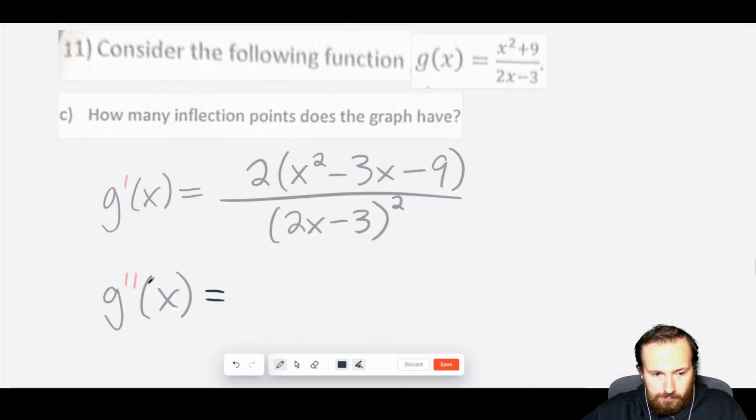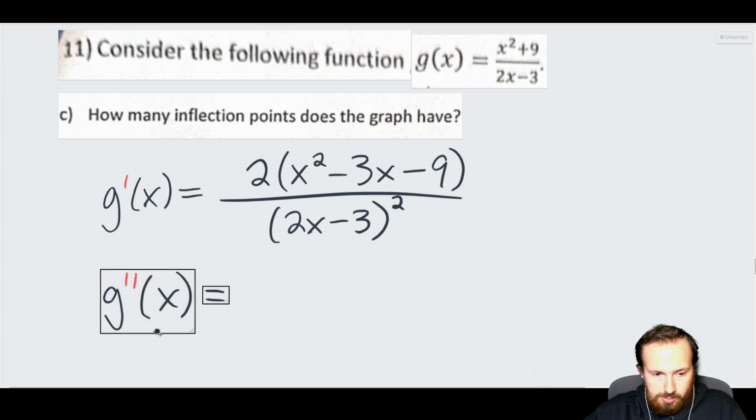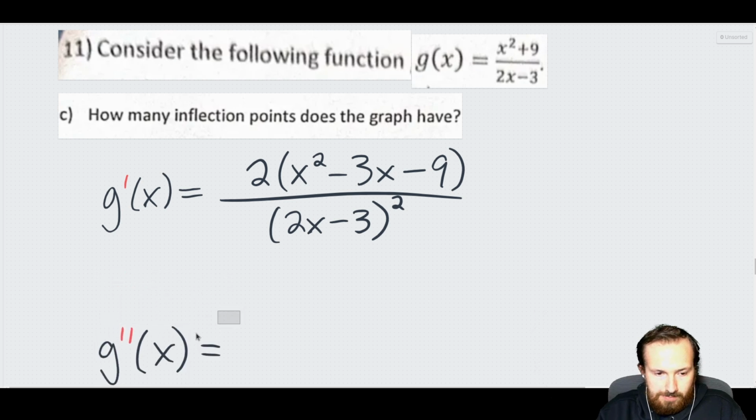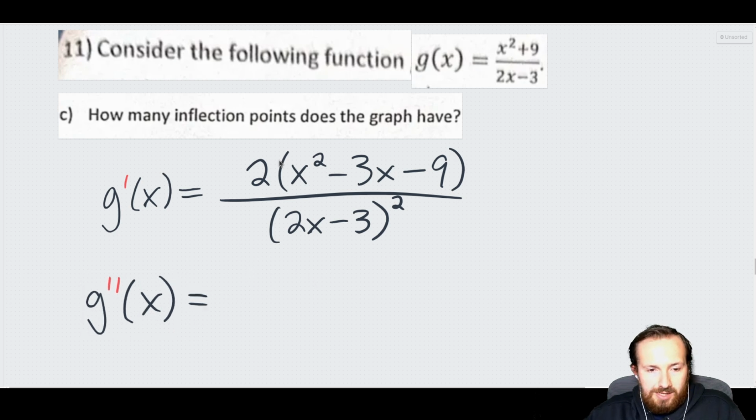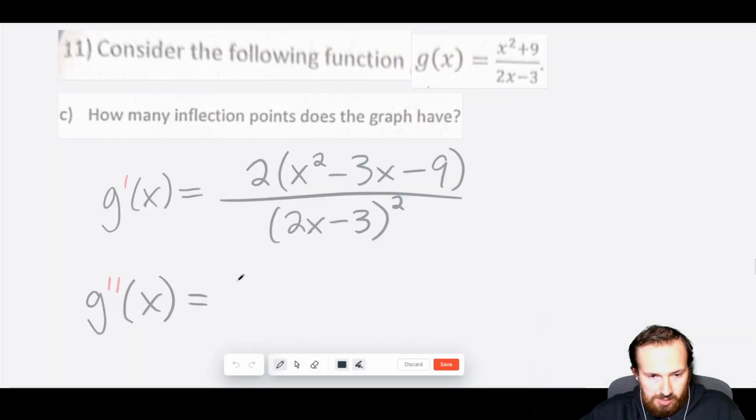So the first thing I'm going to do, I guess I'll leave it here. So again, with the quotient rule, we take the derivative of the numerator. So what's that going to be? It's going to be times 2. Then it's going to be 2x minus 3.